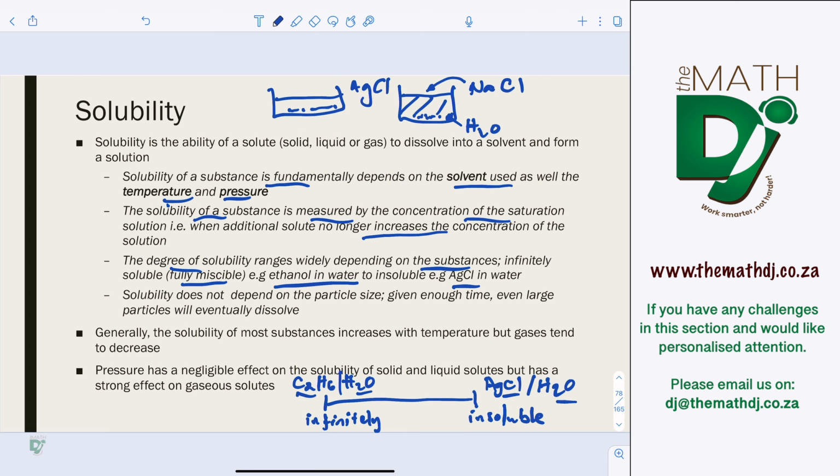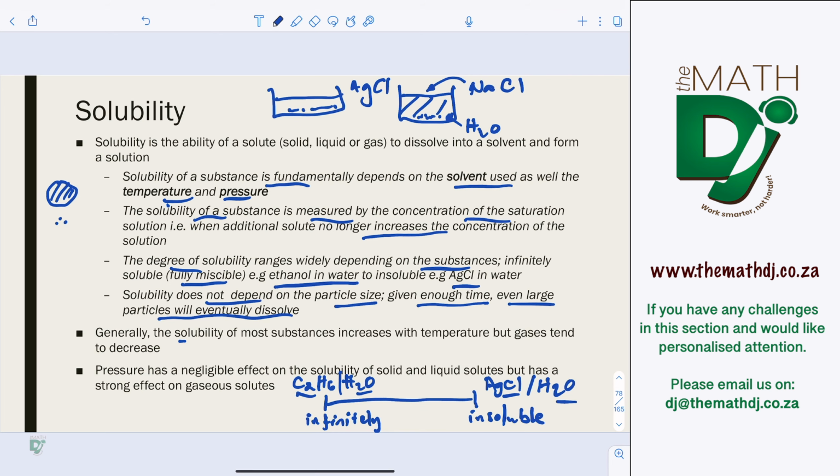So the fourth point: solubility does not depend on the particle size. Basically what we mean is, let's say you've got a grain of salt this size and a smaller one. If you put it in water, it will dissolve. So it does not depend on the size, but the speed of dissolving will be different, because smaller particles dissolve faster. Given enough time, even large particles will eventually dissolve.